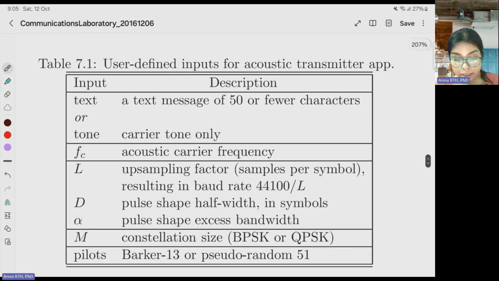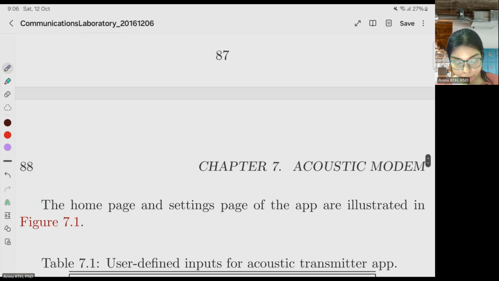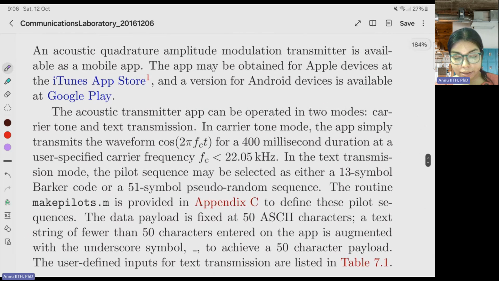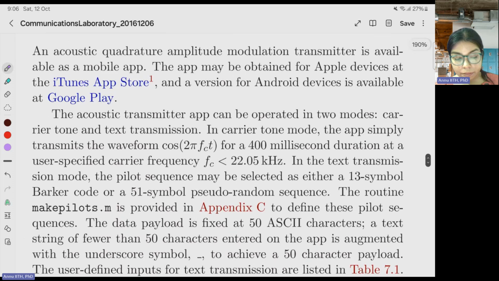These are the inputs: text or tone, FC, upsampling factor, D, alpha, M, pilots. Constellation size will be different for BPSK and QPSK, as you know. Upsampling, we can change the sampling rate, or increase the sampling rate. In that case, this is the upsampling. The app can be opened on Apple devices, and a version for Android devices is also available.